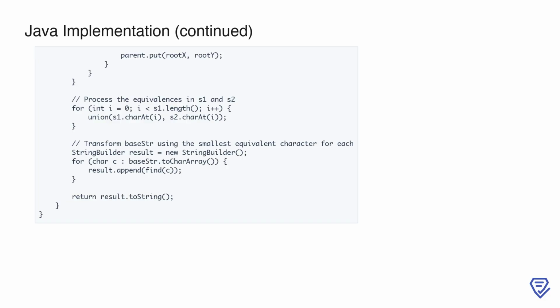After defining the union operation, we process the input strings s1 and s2. For each pair of corresponding characters, we call the union function to group them as equivalent. Finally, we construct the result by iterating over each character in base str. Using the find function, we replace each character with the smallest lexicographical equivalent from its group. The string builder is used to build the transformed string efficiently, and the final result is returned as a string. This ensures that the output is the lexicographically smallest equivalent string based on the given equivalences.